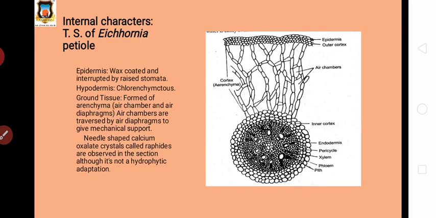So these are the first group in the ecological groups of adaptations. Okay, thank you.